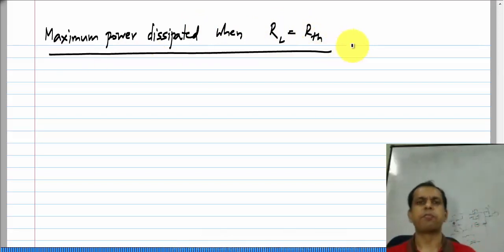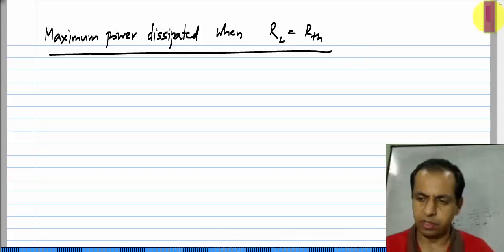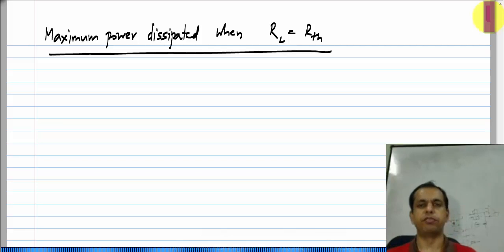What does it say? If the load resistance equals the Thevenin resistance seen across the two terminals 1 1 prime, then it draws the maximum amount of power. This condition is known as matching of the load to the source. The source has some internal resistance, which is RTH, that is the equivalent Thevenin resistance of the source. And if you have a load which is exactly the same value, then you draw the maximum power.